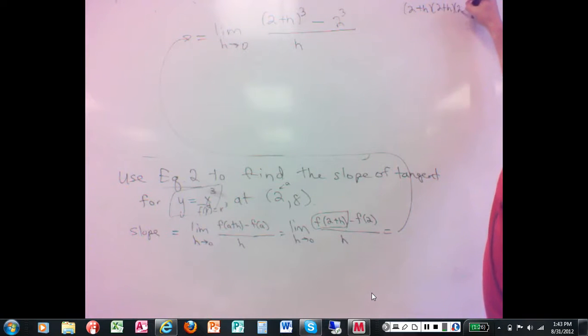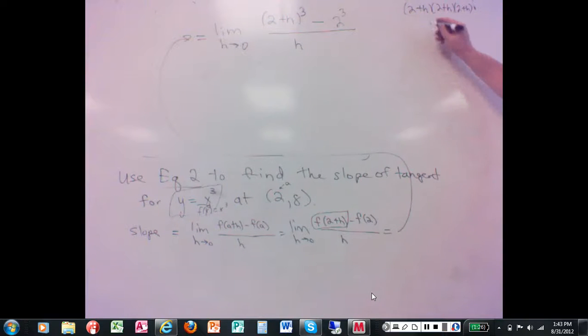Two plus h, three times, unless you know the shortcut there. 2 plus h times 2 plus h gives me 4 plus 2h plus 2h, which is 4h, and h times h is h squared. So those two give me that. And then take those and multiply by 2 plus h.